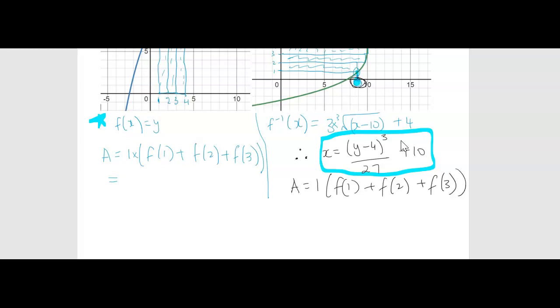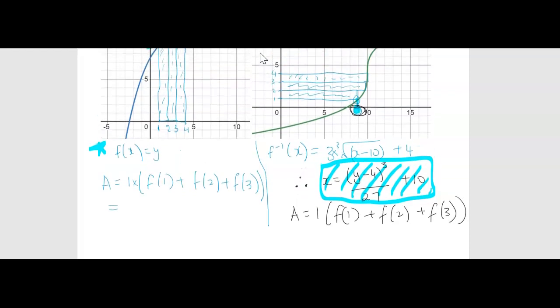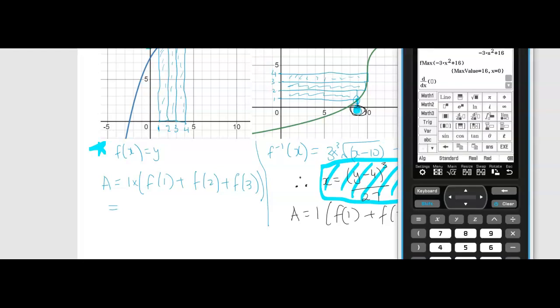Now, it is important that you do show that this exists, what x is equal to. You need to show that, and then you're making that connection that the area of the inverse is the same as the area of your original function. All right, so if you wanted to do that on your calculator, let's just clear everything.